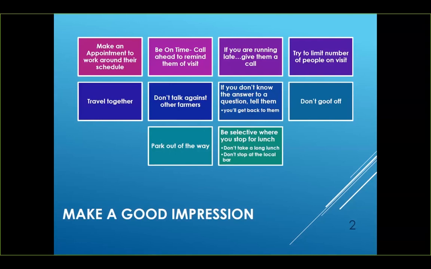So make an appointment. Just don't drive up and think they're going to give you time to talk. So think about that. Be on time, though, because in the rare chance they're trying to coordinate and schedule around you, if you're not there on time, that can be irritating, right?